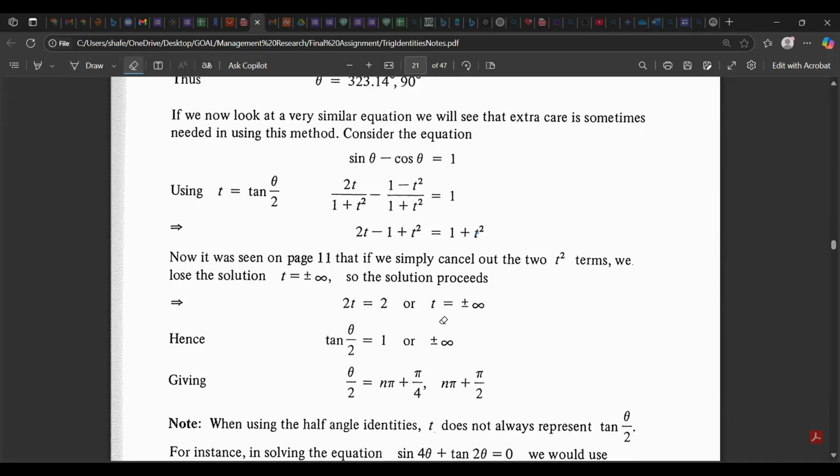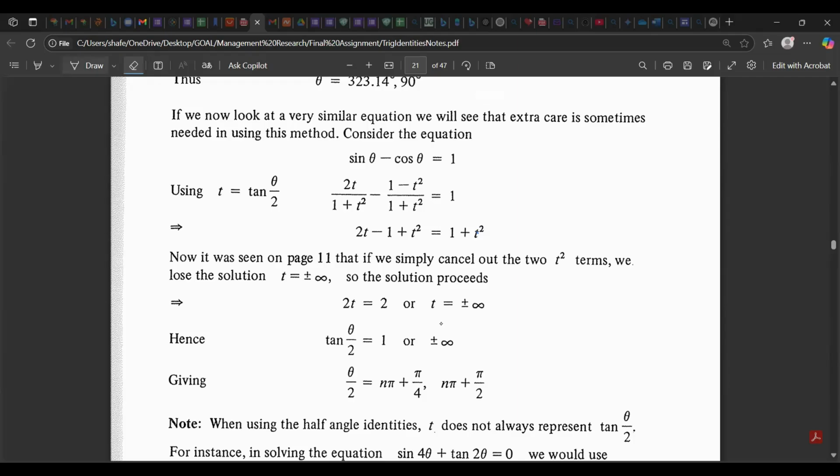Here, you've got sine theta minus cos theta equals 1, right? You do your normal t substitution, you call it t. Do your algebra and you end up with this. And when you end up with this now, the temptation would be to cancel the t squared on both sides.